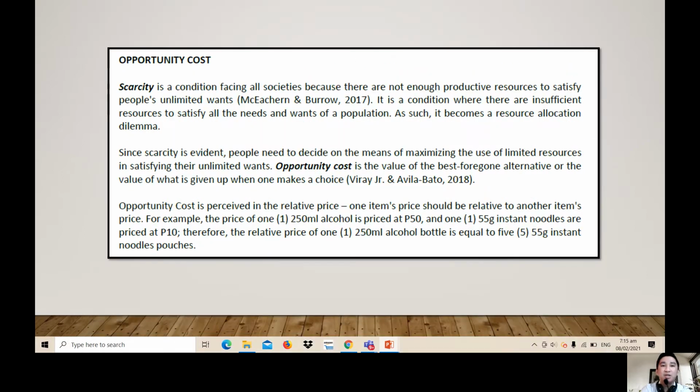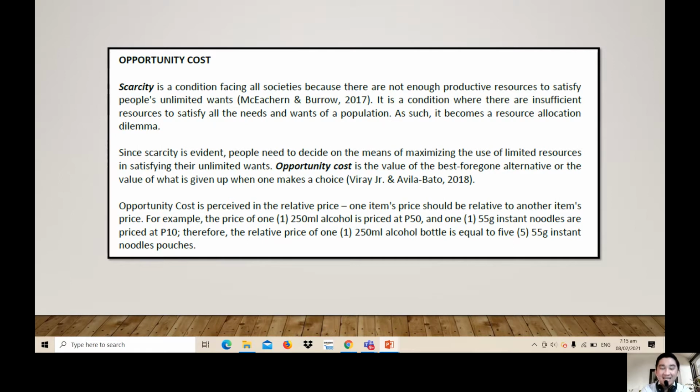Next, the opportunity cost. So, scarcity, na-include na natin to kanina at nababanggit-banggit na natin itong scarcity. It is a condition facing all societies because there are not enough productive resources to satisfy people's unlimited wants. So it is a condition where there are insufficient resources to satisfy all the needs and wants of a population. As such, it becomes a resource allocation dilemma.